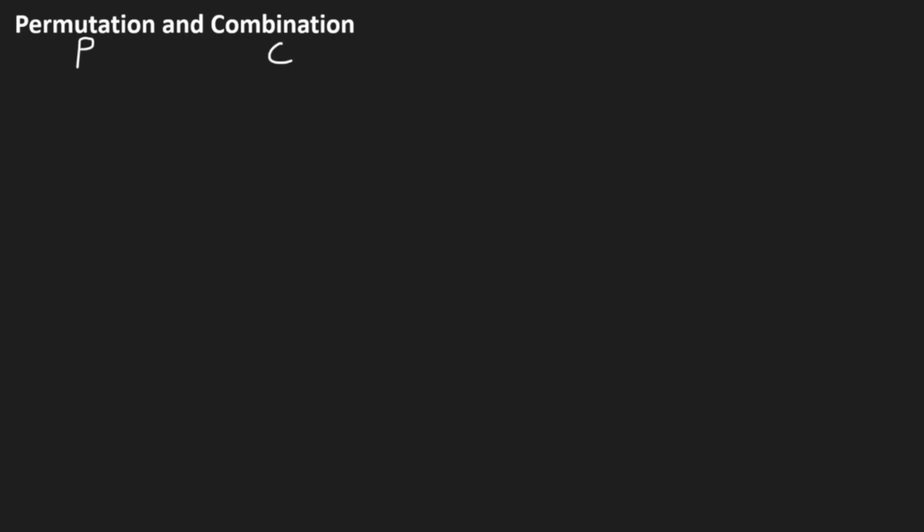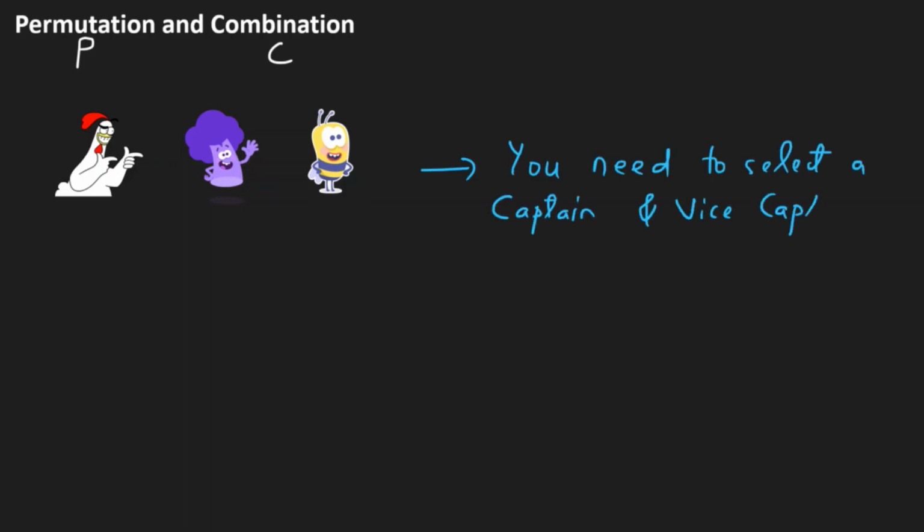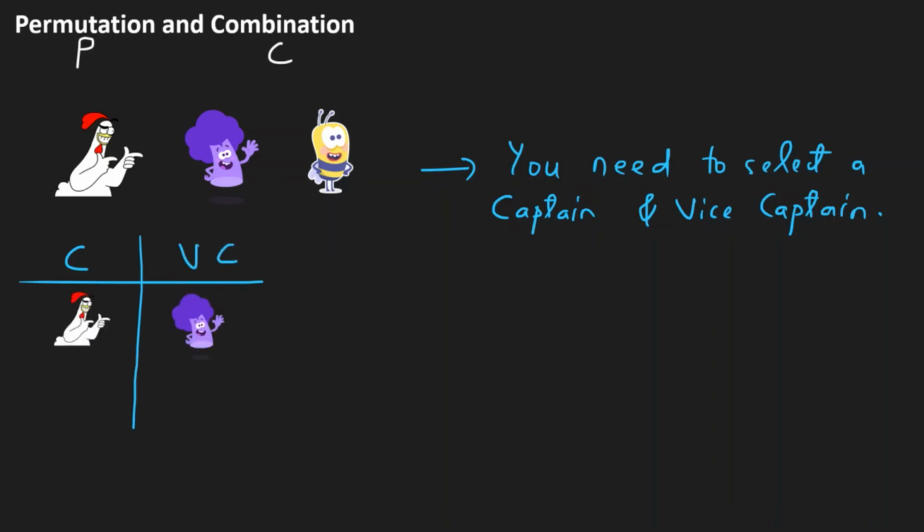Now let's take an example. I have 3 friends over here: hen, broccoli and bee. Out of these 3 friends, you need to select a captain and a vice captain. Let me mark the position for the captain and vice captain over here. In one particular way of doing this, I have hen as the captain and broccoli as the vice captain. In another way of doing this selection, I have broccoli as the captain and hen as the vice captain.